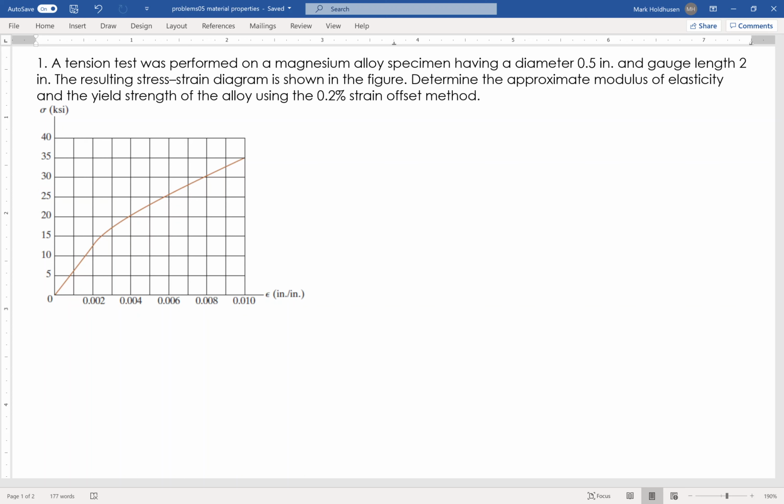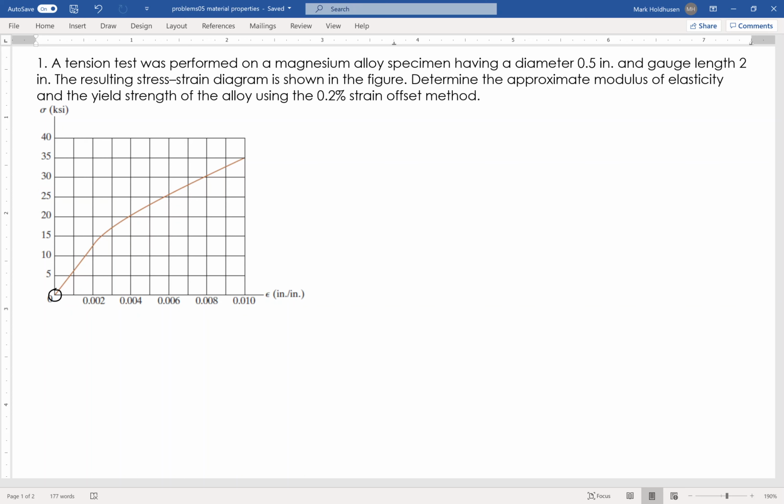So the first thing I'm going to do is go ahead and find that yield stress. I'm sorry, the modulus of elasticity. And the way I do that is basically the slope of that initial linear line. So you can see that it starts at 0, 0, okay? And I'm basically just finding the slope, which is the rise over the run.